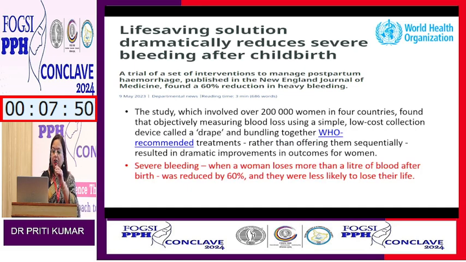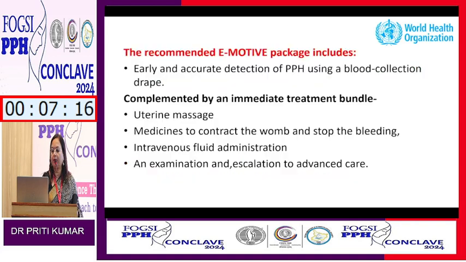This study, which involved over 200,000 women in 4 countries, found that objectively measuring blood loss using a simple, low-cost V-drape works. We usually do visual estimation, which is not the correct method. Please use V-drapes. These cost just around 160 rupees. Then you offer WHO-recommended treatments together rather than sequentially, which resulted in dramatic improvement in outcomes. Severe bleeding, when the woman loses more than a liter of blood after birth, was reduced by 60% when we applied the E-MOTIVE bundle approach.